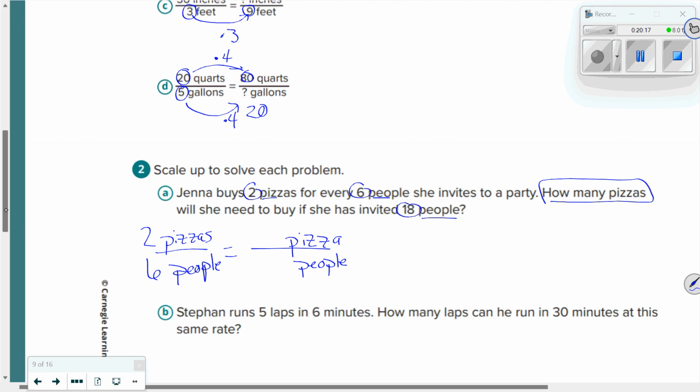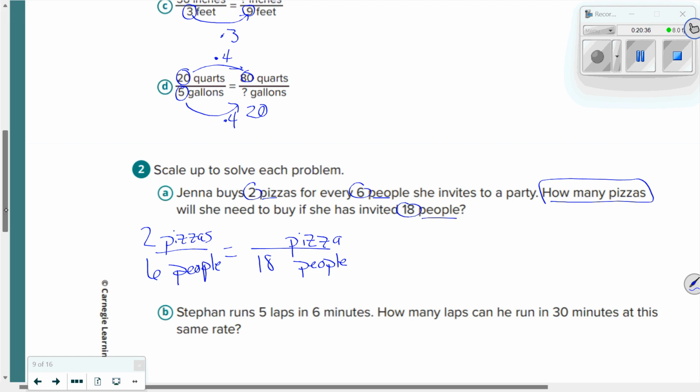Because my last number is what? 18 people. So is people going to go with pizza? No. It will go with the people. If you've written them down, it makes it really, really easy. Okay?